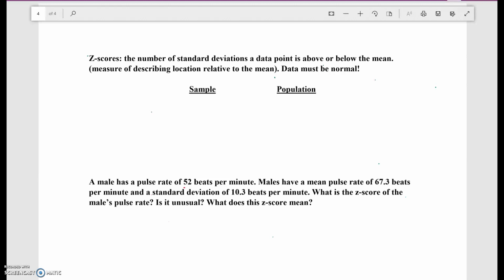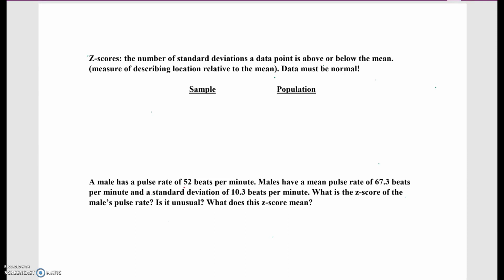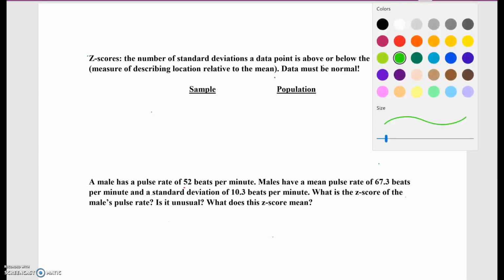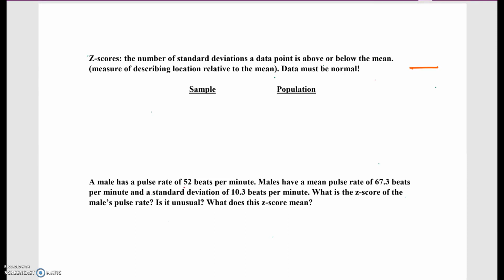What I mean by that is that the data looks like this. It looks like a bell curve, okay? So if you look at a bell curve, let me make it a little bit bigger. Notice that here is the mean, right in the center.